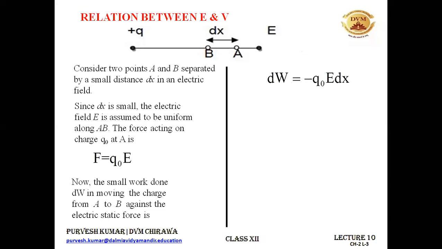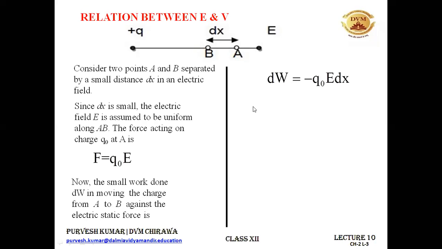When you open up the dot product, that is F dot dx cos 180. So that is minus F dx. And in place of F, you can write Q naught E. So that's why the work done comes out to be dW is equal to minus Q naught E dx.